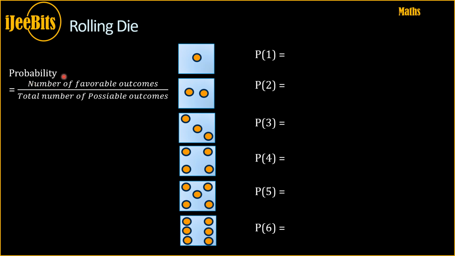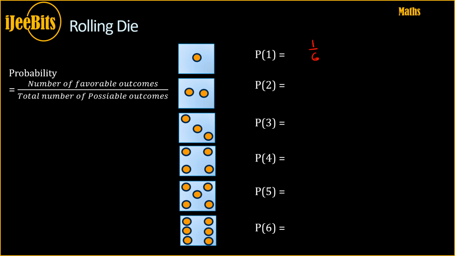So what is the definition of probability? Number of favorable outcomes. Here the favorable outcome is 1, because getting 1 from your experiment is 1. So the favorable outcome is 1 out of how many possible outcomes? There are 6 possible outcomes. So in numerical representation, the probability of getting 1 would be 1 divided by 6.